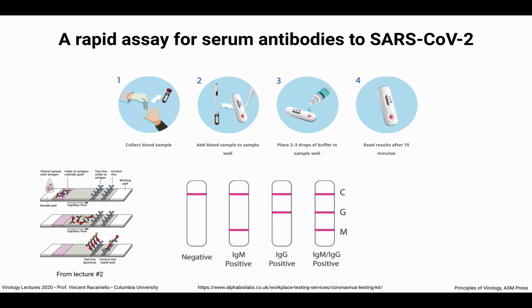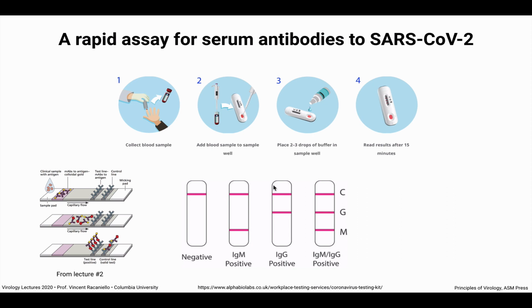And these are essentially, this is one released by Alpha Biolabs in the UK, and it's designed so that you could do it yourself. It just comes with a little needle. You do a pinprick of your finger, and a drop of blood goes onto this lateral flow device. You put your blood at one end here. You put a little buffer. The buffer wicks through with the blood, and then you have a result after just 15 minutes.